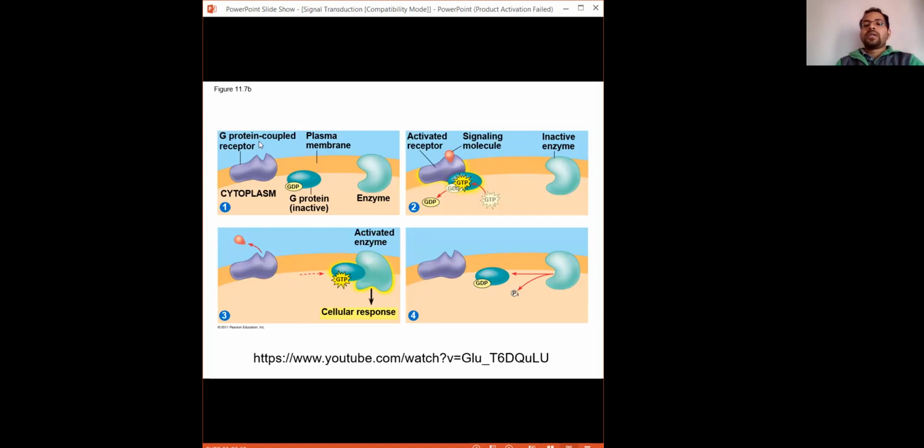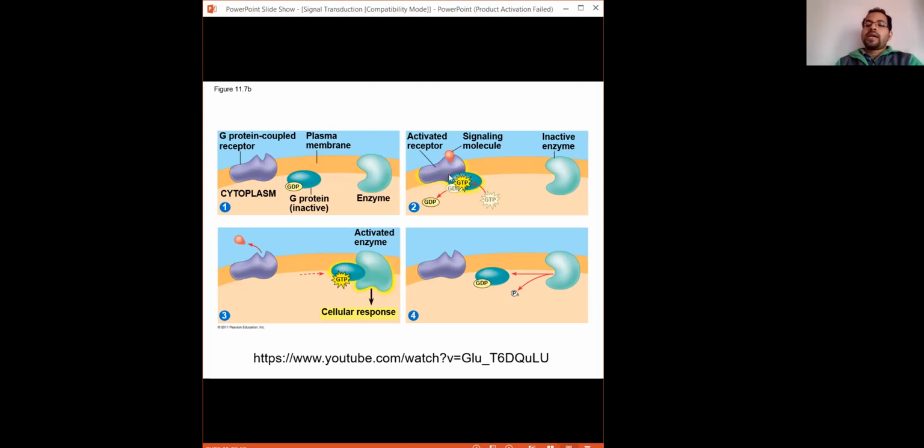Now, the ligand molecule or signaling molecule is bound to this GPCR, and a conformational change happens here inside this GPCR molecule. So the GDP bound inactive G protein can come and join to this region, and one GTP replaces that GDP, and thus the receptor is activated.